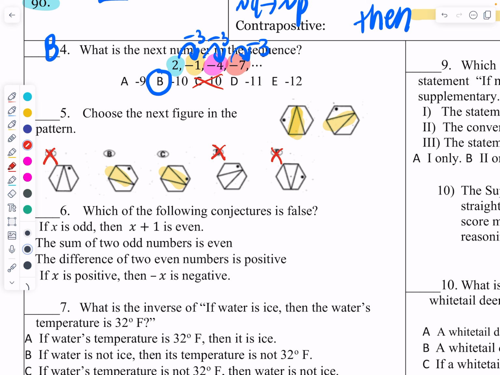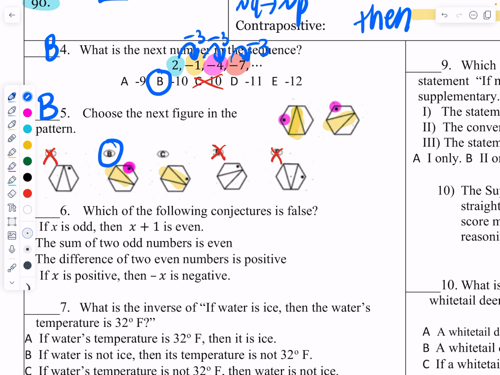Now we need to look at what's happening with the dot. And so where's the dot going? It's in this left corner, then it's in this top left corner. And it looks like it's going clockwise, and so it's going to be in the top right corner. So that is B. So I know that it's going to be B. C, the dot has gone too far.